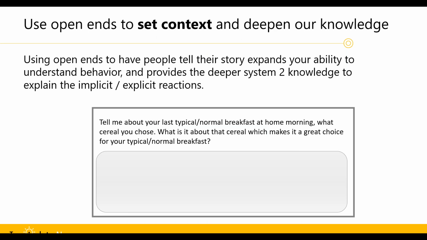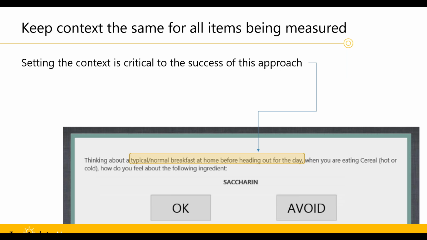So if setting context is really important, how do you do it? In research, it's pretty simple, especially since most research with implicit, explicit testing is happening online. The simple way to do it is know what context you're going after, and then have people tell their own personal stories about those contexts. So here, we may have them tell about the last typical normal breakfast at home with a cereal. What did you choose? What was it about the cereal that made it a good choice for that particular moment? So they're telling their story, they're immersing themselves in that situational context, and then we can take that and put it back right in front of them.